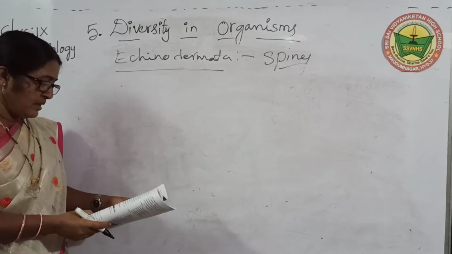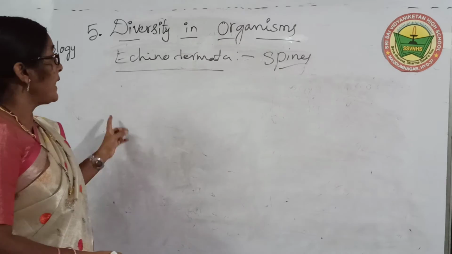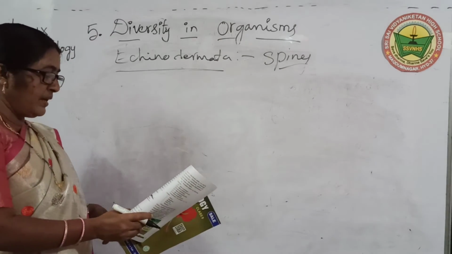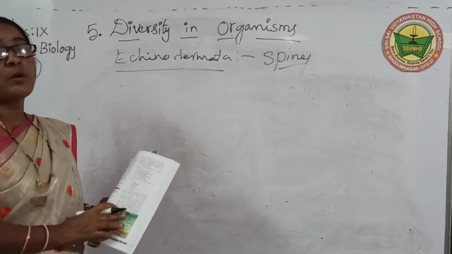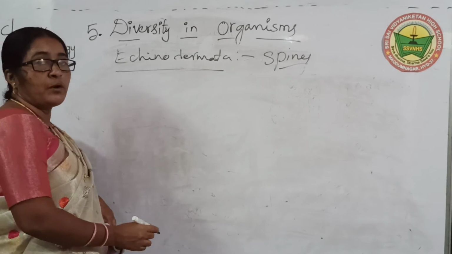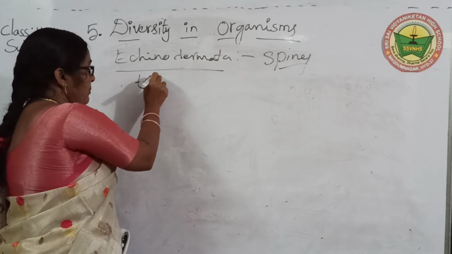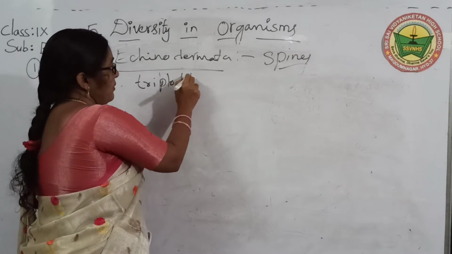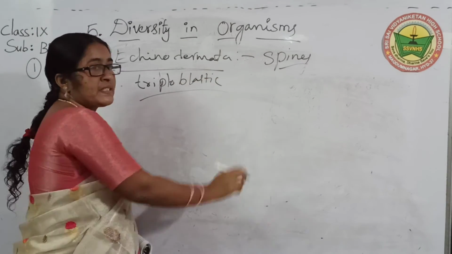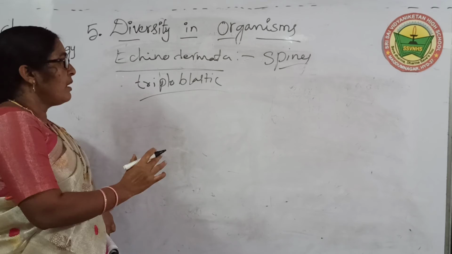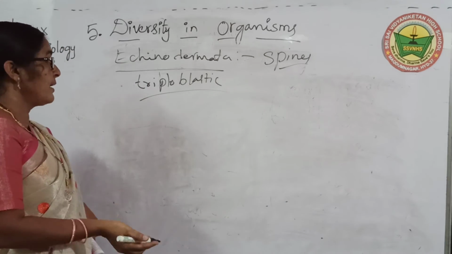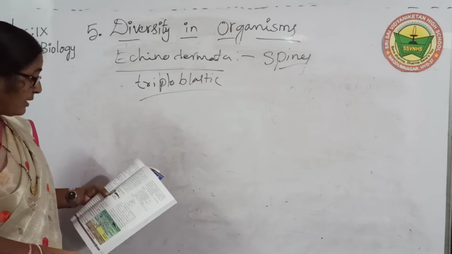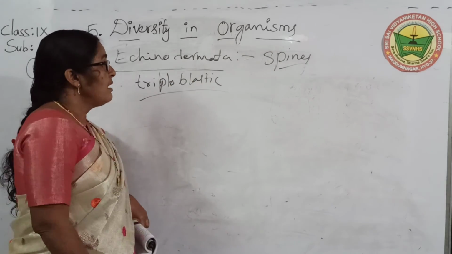So these are thorny-skinned organisms, and they are free-living marine animals, and they are triploblastic organisms. Triploblastic means their body has three layers: outer layer, middle layer, and inner layer. Afterwards, they have the organ system. Children, they are the triploblastic organisms.